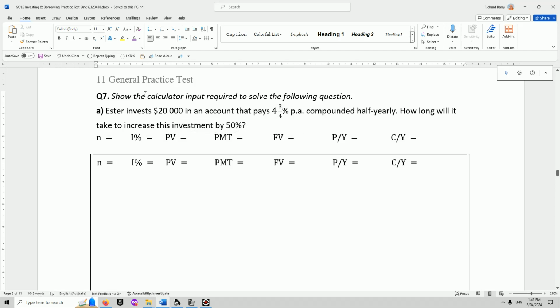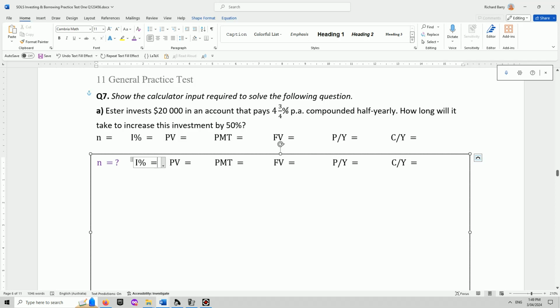Idea of this question is, what would I put into the calculator? Different sort of questions might give you calculator screens and ask you what do the things mean. However, compounded half yearly. How long will it take? How long? I think that tells me that I don't know the length of time. This is what I'm looking for in this question. That's the unknown.